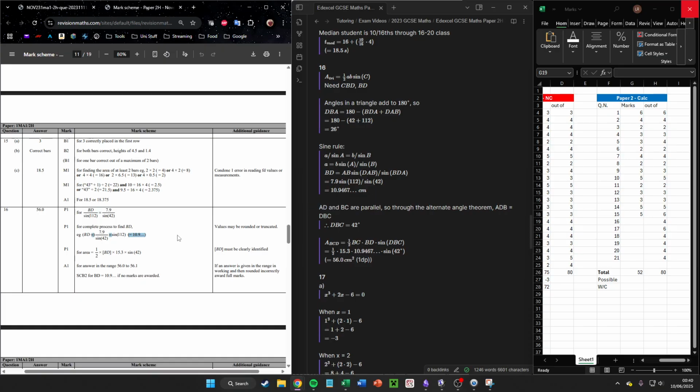Yeah, got 10.9. For the area, half AB sine C. Yep. And then used BD, obviously. Answer in the range 56, 56.1. So yeah, that is for question 16, all 4 marks.